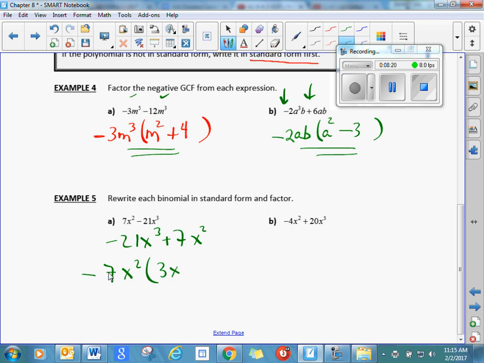What about this? I've got negative 7x squared, and when I multiply it in here, what do I have to multiply it by to end up with positive 7x squared? Well, the answer is a negative 1. And you can see that when you go check your work. Negative 7x squared times negative 1 gives you the positive 7x squared that you started with. So you guys try B on your own, and I'll see you next time.